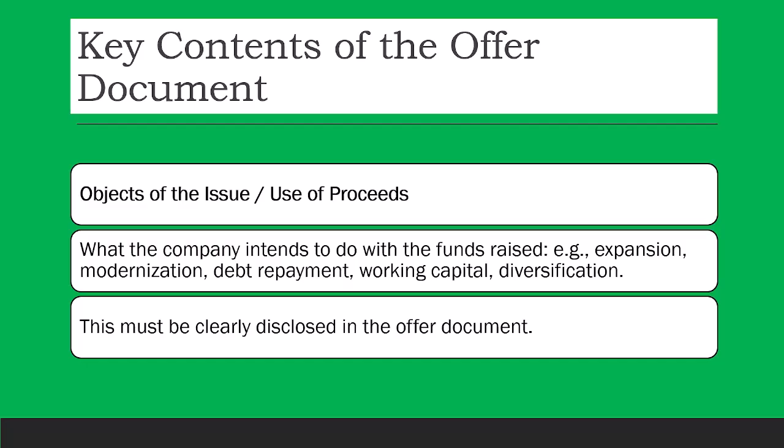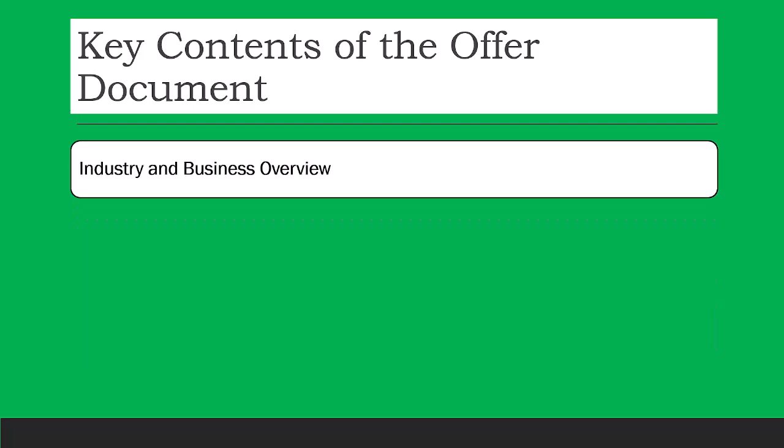So all the companies have to mention what the objects of the issue are, how they are going to utilize the funds which they are going to take from the public. Are they going to repay debt, or expand their company, or is it meant for their working capital requirements or for diversification? So they have to clearly mention it in the offer document. Further.